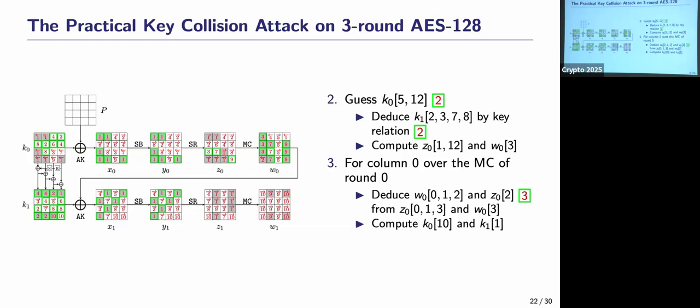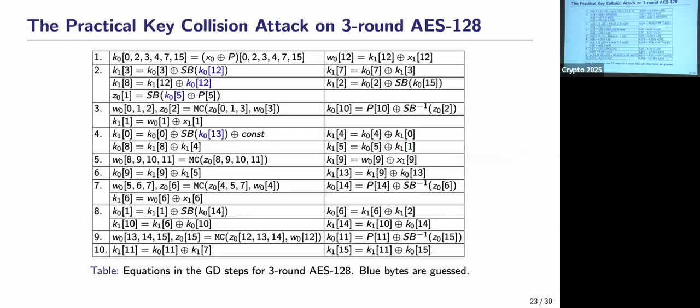In step 2, get the values of K0, 5, and 12. Deduce the other 4 Ks according to the K relations. Then for column 0 of the MC operation of round 0, four values in the inputs and outputs are known, and we can deduce the other 4 values. The detailed equations of the guess and determine process are listed in the table. The blue bytes are guessed.